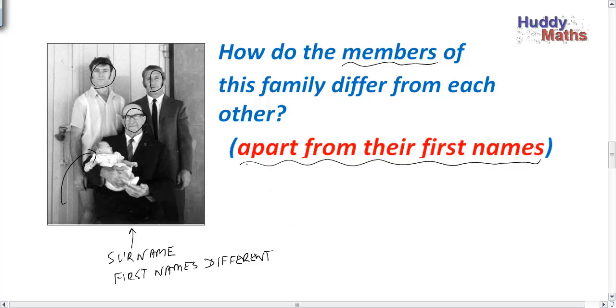Apart from their first names. Oh, well, what do you notice? Pause it, have a little discussion and see what you think. Did you get it? It's their ages. Their ages differ. Okay, their ages differ. All right, from a baby to the next guy. The next guy's older, and the last guy's the oldest there.